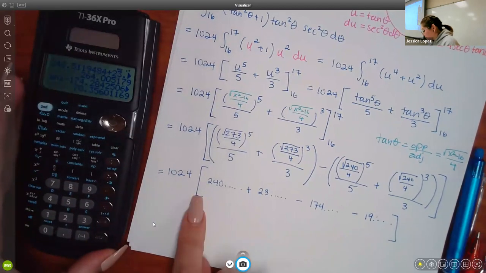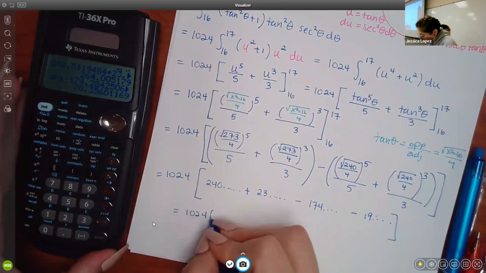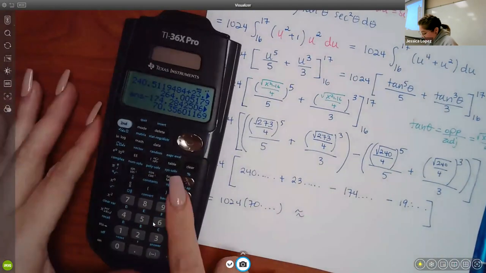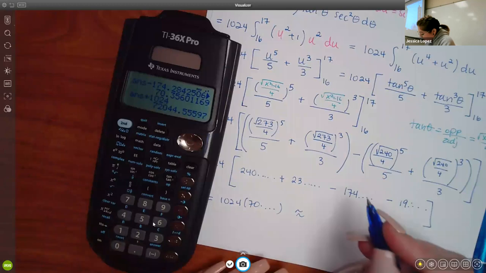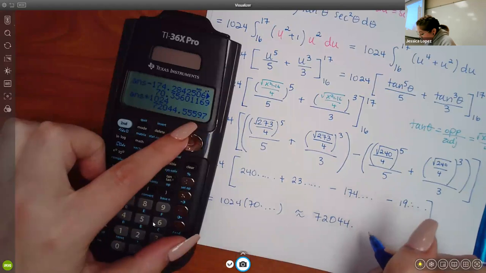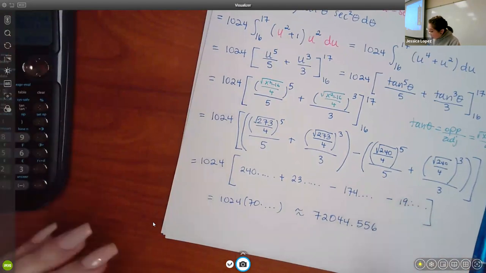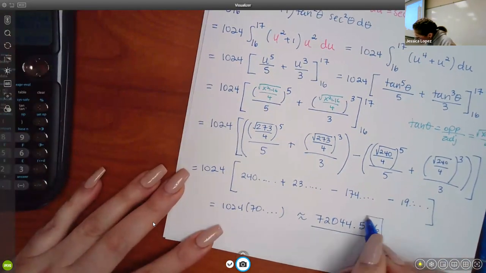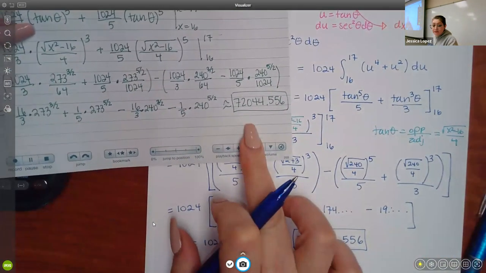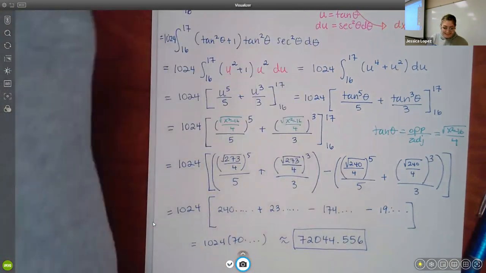But this bracket has to get multiplied by that 1024. So I'm going to take this and do times 1024. And I get 72044. That 9 is going to change this 5, so it's 5, 5, 6. And I know that's a big number, but it is correct. Okay. I just did a whole bunch of weird stuff over here. You don't have to do that.